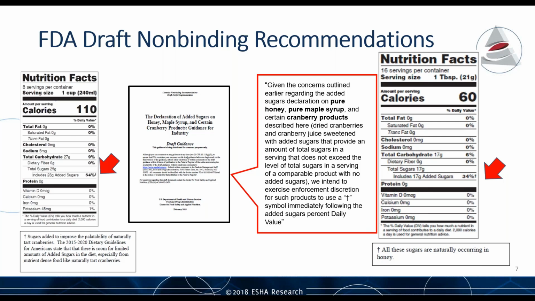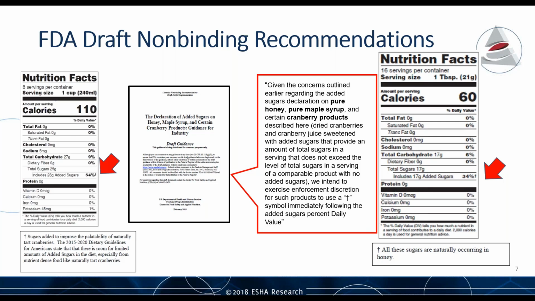The symbol referred to in the guidance is a dagger symbol, which is intended to direct consumers to a factual statement on the product package, but outside of the nutrition label, and that further explains the added sugars present in the products. For instance, that pure honey or pure maple syrup contain no additional ingredients or added sugars other than those inherent in the pure honey and pure maple syrup, and that added sugars contained in certain dried cranberry and cranberry juice products contribute to the palatability of those products.